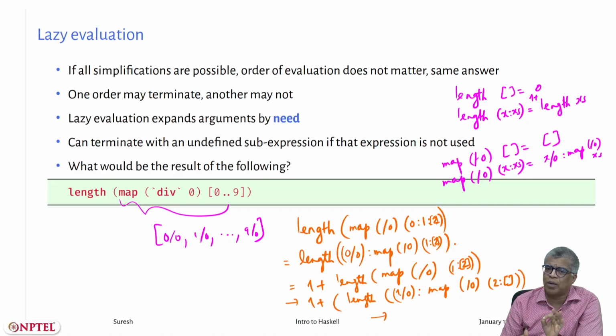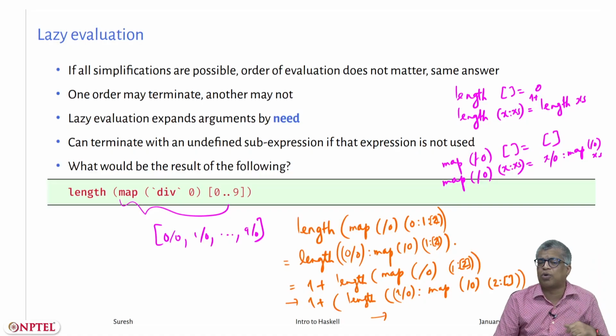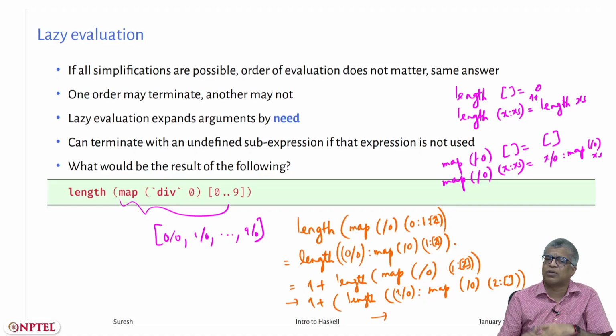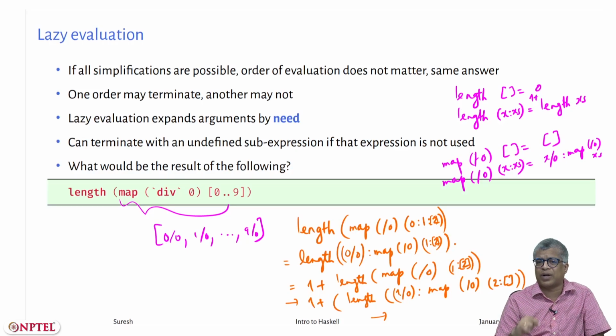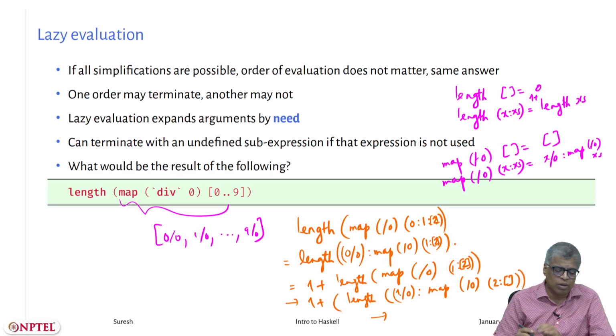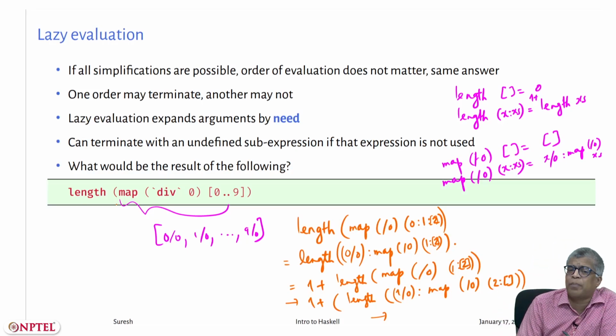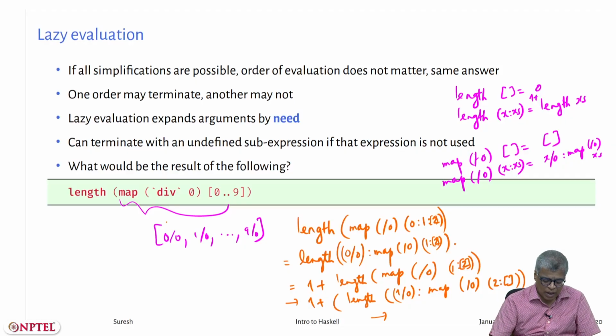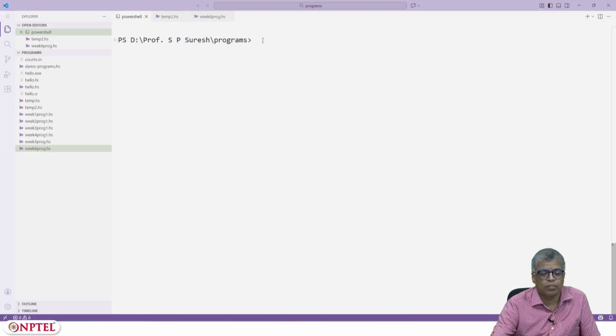The moment it gets one element, it will immediately add 1 to its output and then once again do a recursive call on length, which eventually will be evaluated, but at no point will you require to evaluate the elements in the list. So length of map div 0 of 0 dot dot 9 should actually give you the value 10, and in case you do not believe it, I can go to GHCI and show it to you. Right, I am in GHCI.